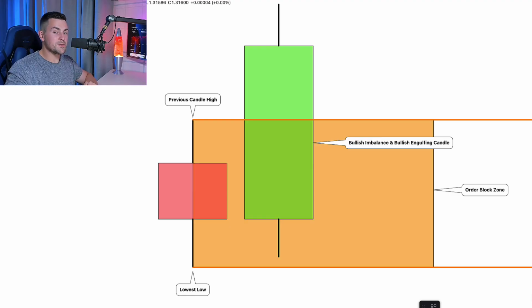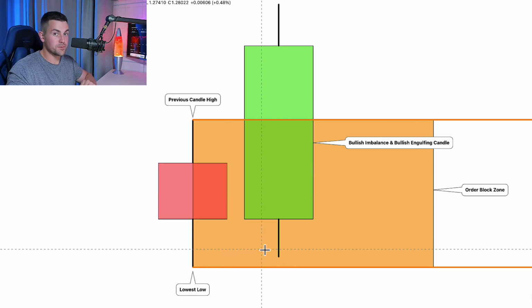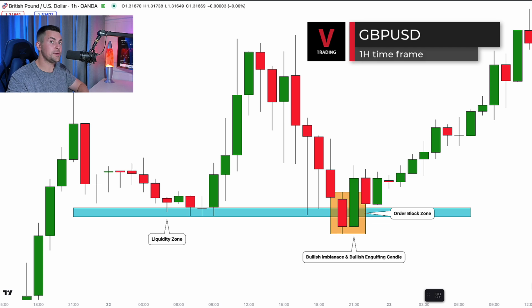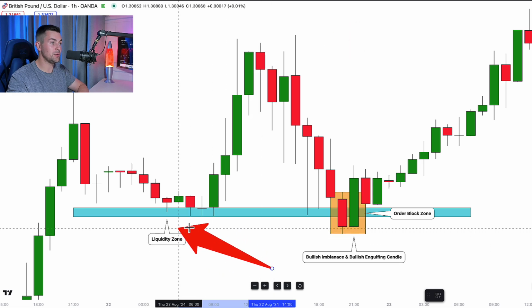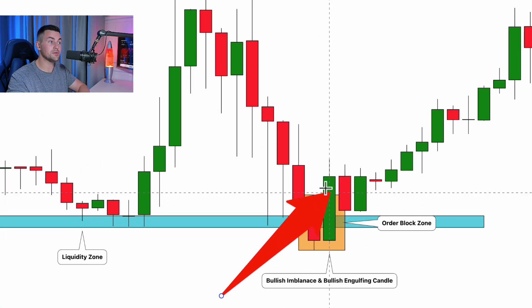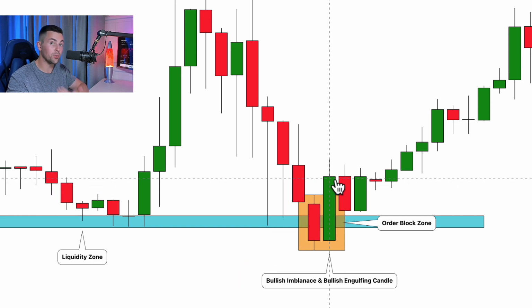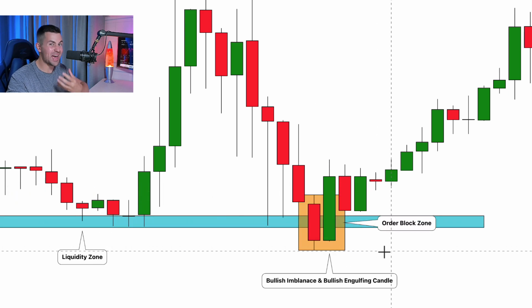Bullish order block zone will be the area based on the high of a previous candle and the lowest low of these two candles. Here on pound dollar pair, I see a perfect example of a valid bullish order block zone. We see a very nice liquidity zone here that was tested. After the test of that liquidity zone, a bullish imbalance was formed. The price formed a high momentum bullish candle, and the order block zone is based on that imbalance.